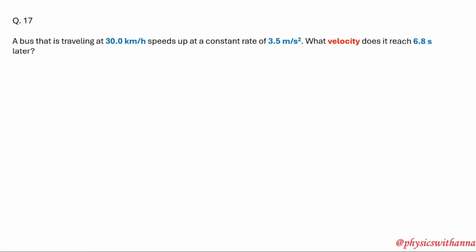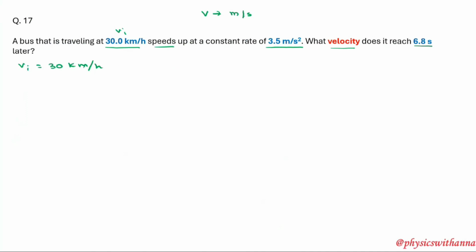Next is question 17. A bus that is traveling at 30 km per hour speeds up at a constant rate of 3.5 meter per second squared. What velocity does it reach 6.8 seconds later? So this is the initial speed of the bus, V initial, which is 30 km per hour. Now velocity we usually measure in meter per second. So this kilometer per hour I have to convert into meter per second.